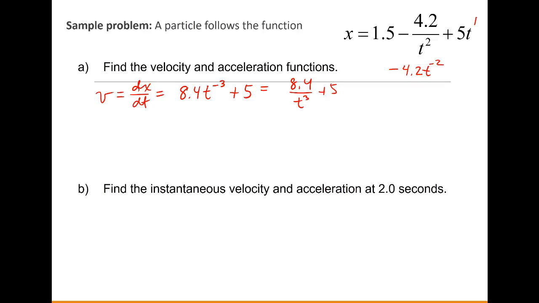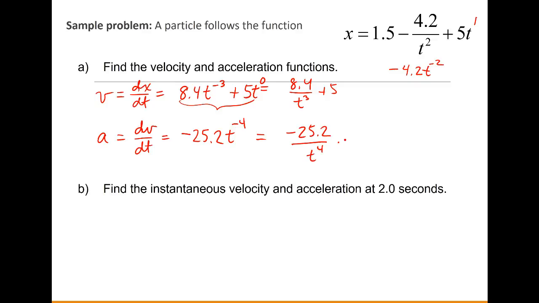Then we want to find the instantaneous acceleration. Well, first as a function of time, so that's dv dt, and it's easier to use this form. So now I'll have negative 25.2 t to the minus 4th plus 0. So remember that this is 5t to the 0, so 0 times 5, when I bring that down, will give me 0. So this is negative 25.2 over t to the 4th.